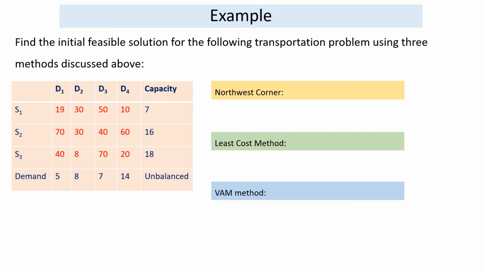This is an example for you, and try to find the initial feasible solution for this unbalanced transportation problem using the northwest corner, least cost method, and VAM method.